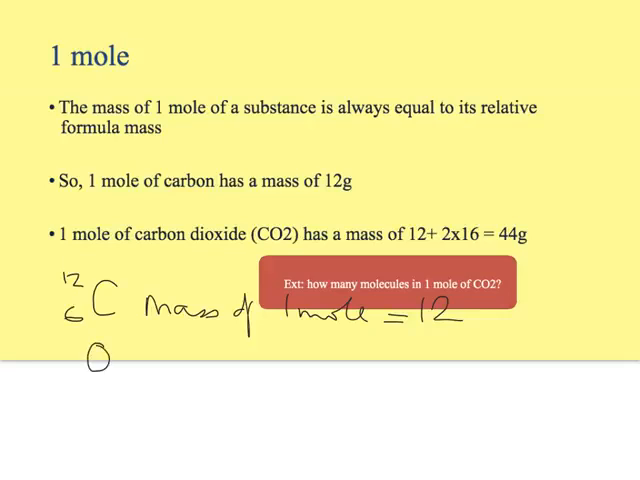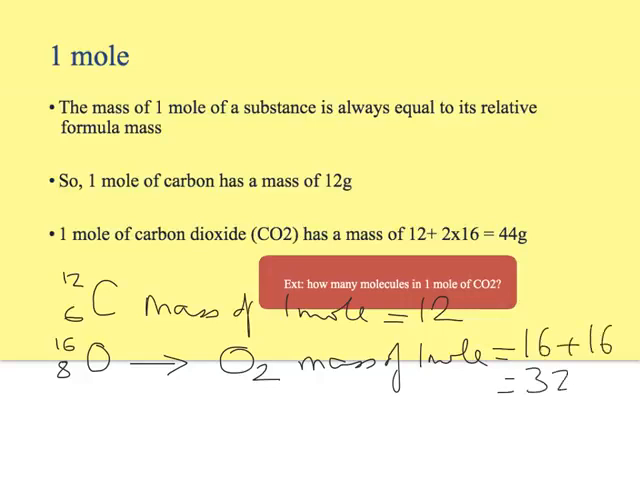But remember that not everything goes round as atoms. Remember that oxygen, 16,8 oxygen, goes round as O2 molecules. So the mass of 1 mole of O2 molecules is going to be 16 plus 16, which equals 32 grams. That comes from each atom weighing 16. The example I've given here, the mass of 1 mole of carbon dioxide is 12 for carbon, plus 2 times 16, and add that all together is 44.